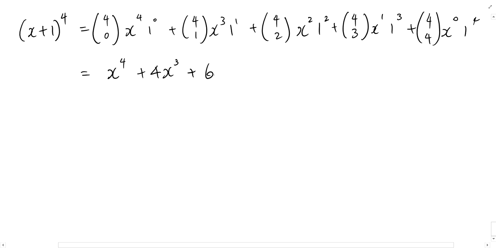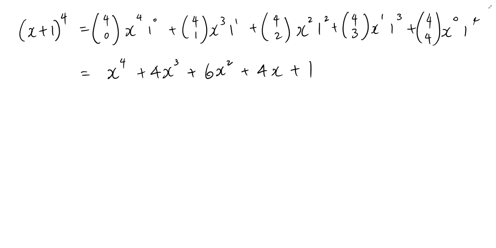Or you can do some cancellation, right? You get 6x squared. What about the next one? 4 choose 3. You can do cancel, cancel, but there's an easier way, right? Just mirror image, 4. Then the last one, it becomes just 1. Okay? Yes? You can, but it helps to train your brain, practice lah.